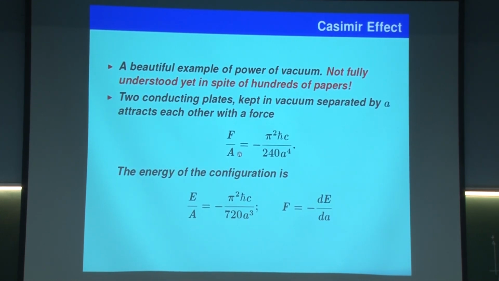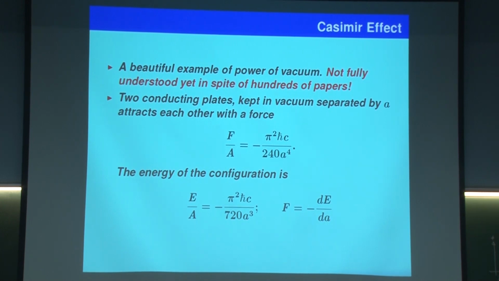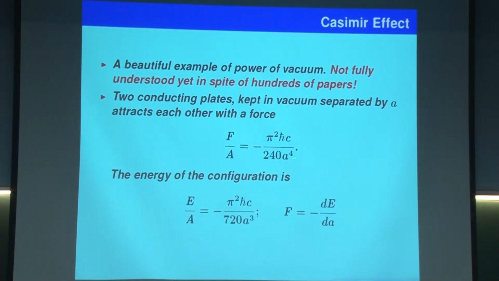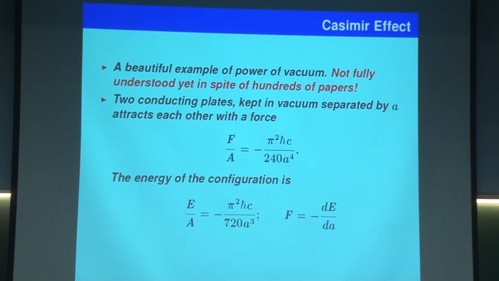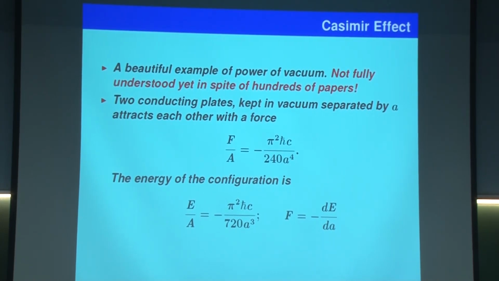What it tells you is the following: you take two conducting plates, keep them in the vacuum. This is not your parallel plate capacitor. It is of course parallel plate, but it is not a capacitor in the sense that you are not putting charges on it. So, there are no free charges, and you have two parallel plates kept in vacuum with a separation A. Then you will find that these two plates will attract each other. There are just two plates kept in the vacuum. They will attract each other with a force which falls as 1 by a to the power 4.